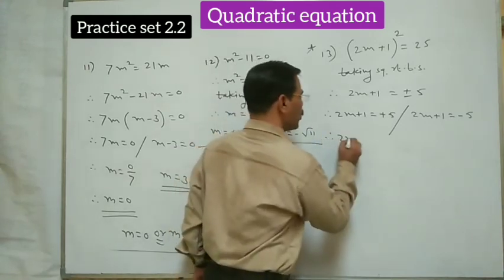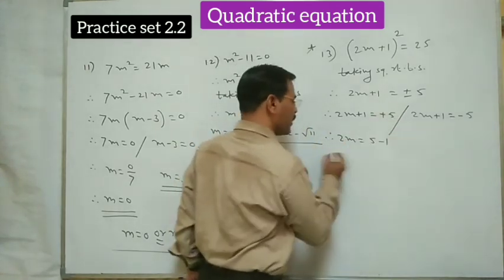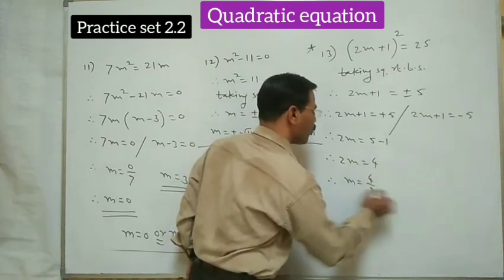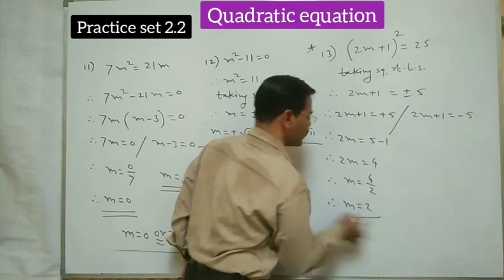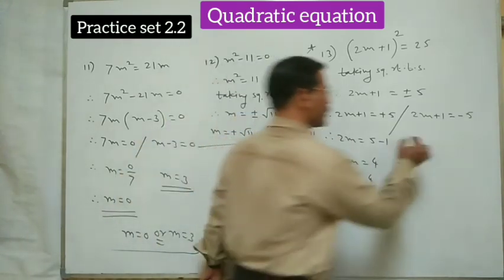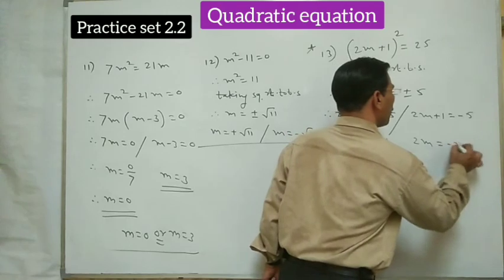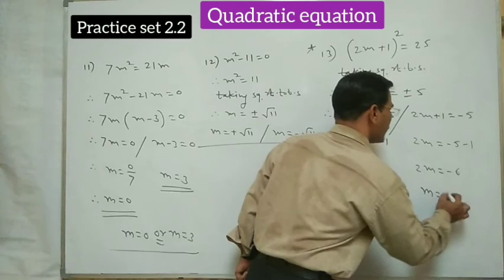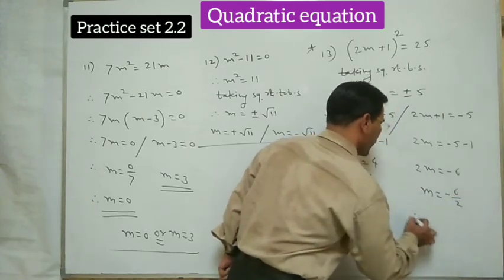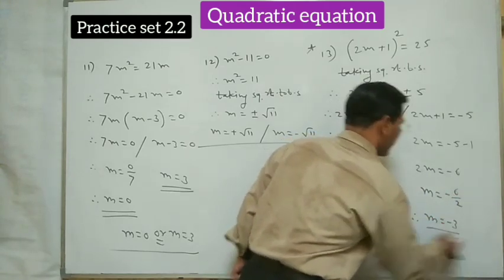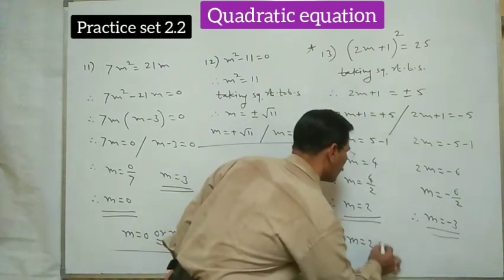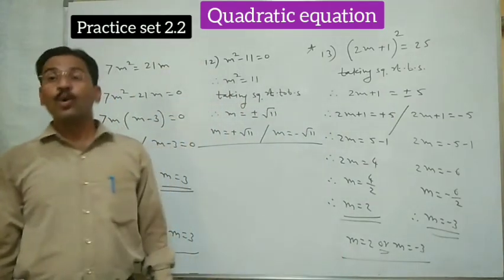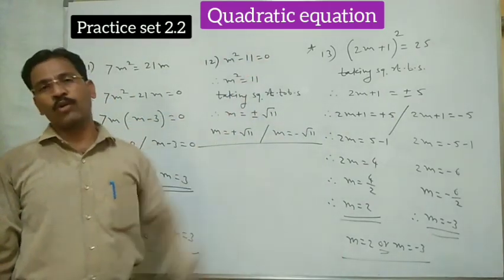Here also, 2m is equal to 5 minus 1. So 2m is equal to 4. So m is equal to 4 by 2. That means m is equal to 2. In the other case, 2m is equal to minus 5 minus 1. 2m is equal to minus 6. So m is equal to minus 6 by 2. Therefore, m is equal to minus 3. So m is equal to 2 or m is equal to minus 3. These are the roots of the given quadratic equation.